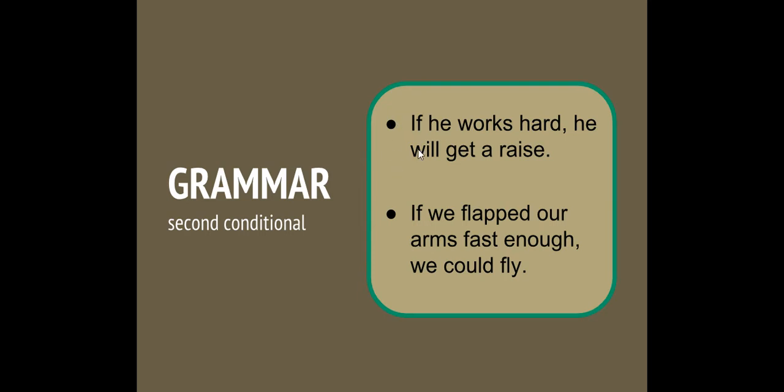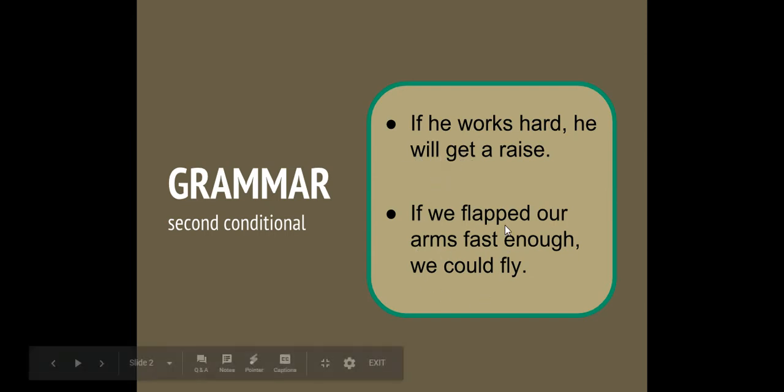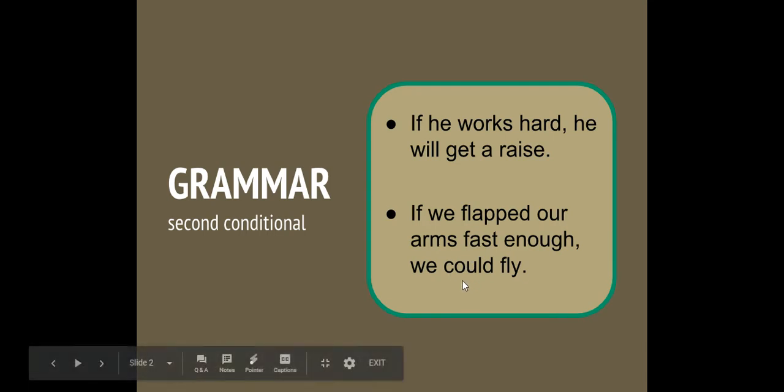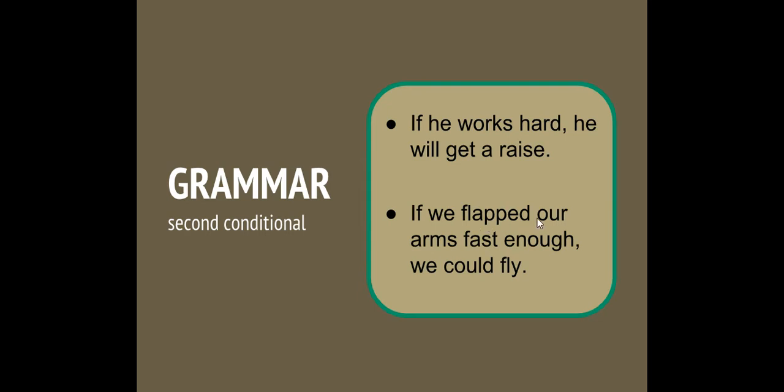The first, here is our first conditional. Conditional if plus the present tense for our conditional statement, and then will in our result. So if works, will get. Here, however, we do still have if, but instead of present tense, we have past, flapped, our arms fast enough, and down here we have the modal could instead of the future. Right? So past tense plus the modal plus the base form of the verb, fly.